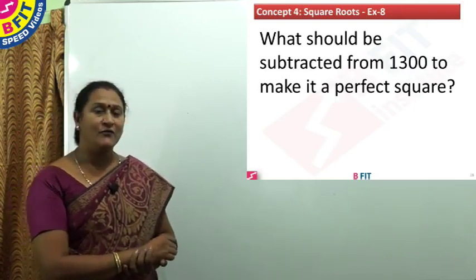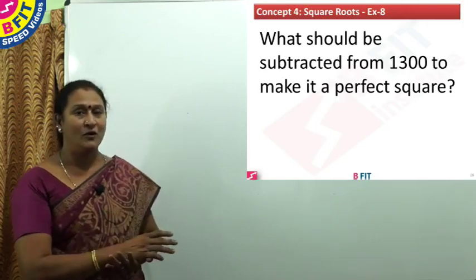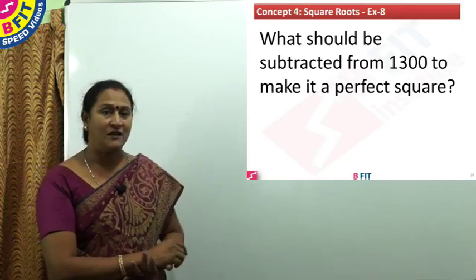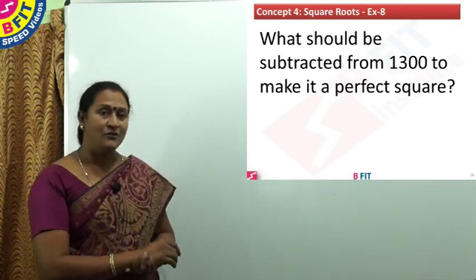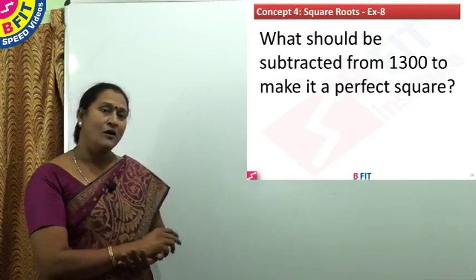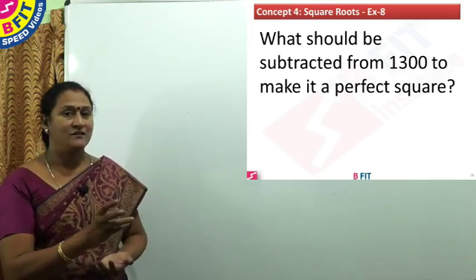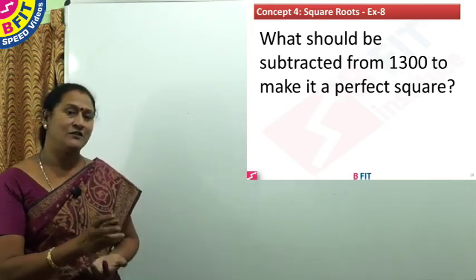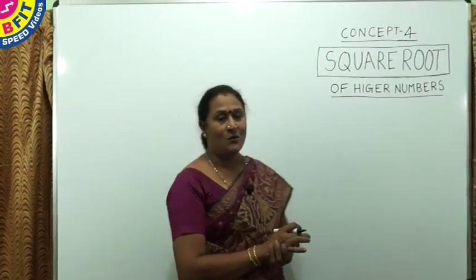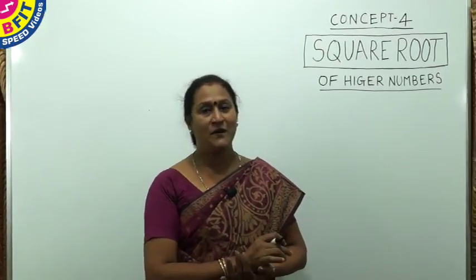Instead of going for the trial and error method, checking which square is less and which is more, and then subtracting and finding the answer, we can use the division method, which is very handy, and you can quickly find what should be subtracted, or if they ask what should be added, we can work that out quickly too. So just try the question. Pause the video and try the answer for this. Now we'll see what is the number that has to be subtracted from 1300 to make it a perfect square.